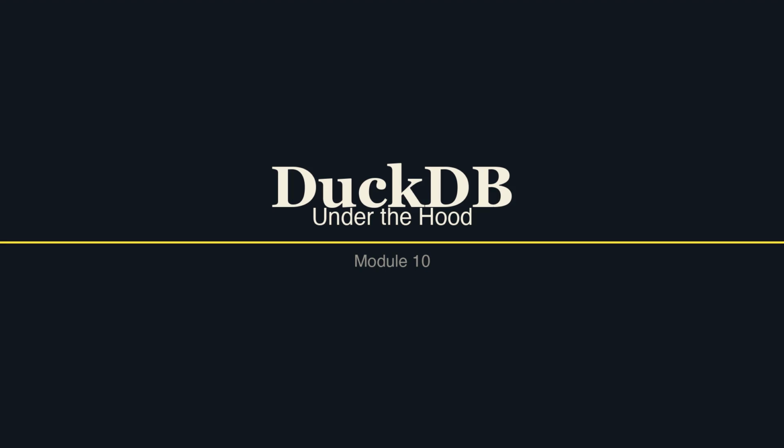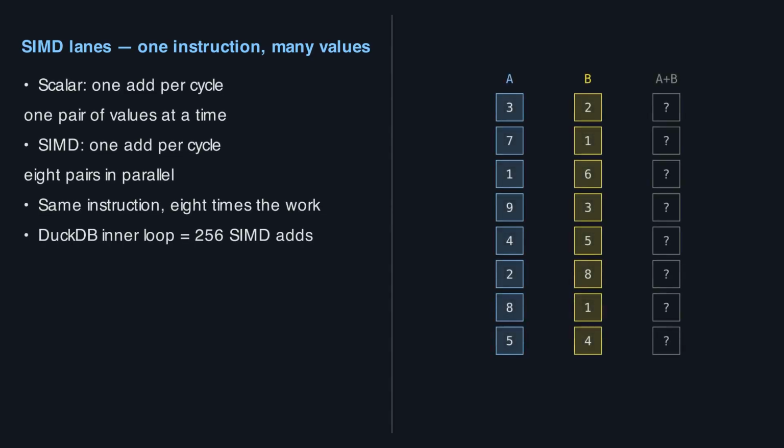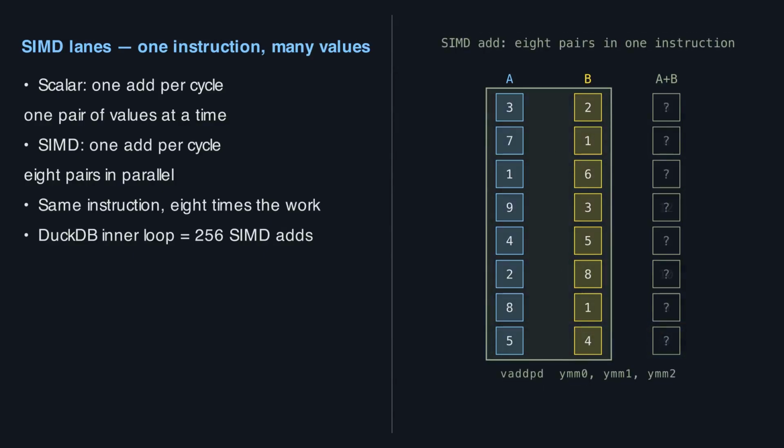DuckDB under the hood, Module 10, Vectorization Deep Dive. A scalar add takes 1 cycle to combine 2 numbers. A SIMD add takes 1 cycle to combine 8 pairs of numbers. Same instruction, 8 times the work. Watch the lanes light up.